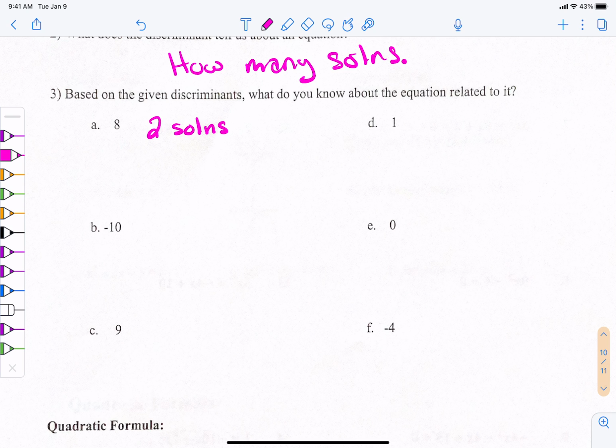B, how many solutions will there be on B? Oh, none. Like negative 10. How many solutions? 0. No solutions. What if it's 9? 2 solutions.